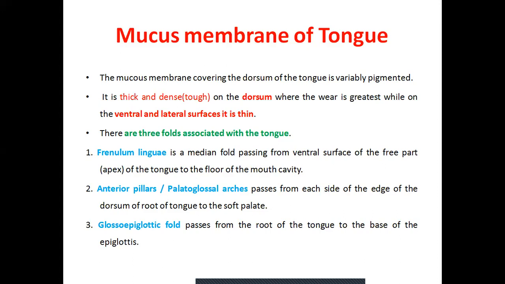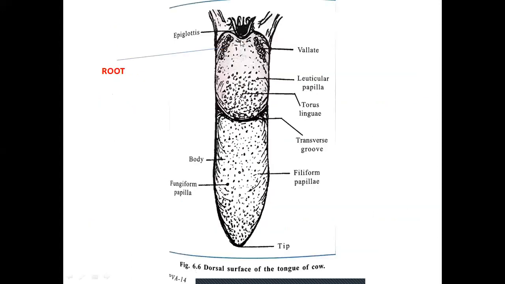Likewise, another fold is the glossoepiglottic fold. The name indicates it: glosso means tongue, and epiglottis is the part of the larynx. So a fold between the tongue and the epiglottis is called the glossoepiglottic fold. You see, this one is the epiglottis, and between the epiglottis and the root of the tongue there is a mucous membrane attachment, called the glossoepiglottic fold.